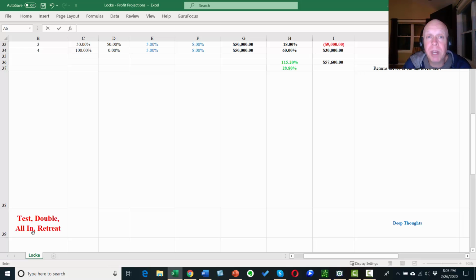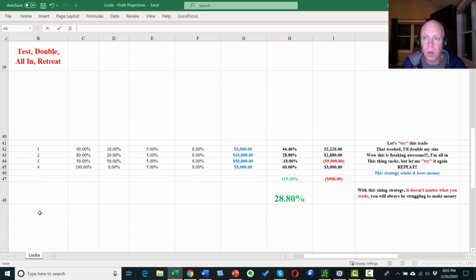And they're trading way, way too large than they should be trading. Then what happens is they'll hit that bad year. And then they'll do what we call retreat, and they go back to test. So they'll bring their position size way down and start trading small again. Well, if we take that with our perfect trading strategy, if we think about that, right?